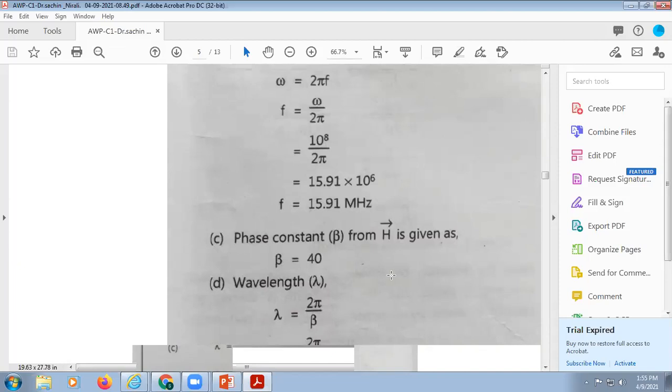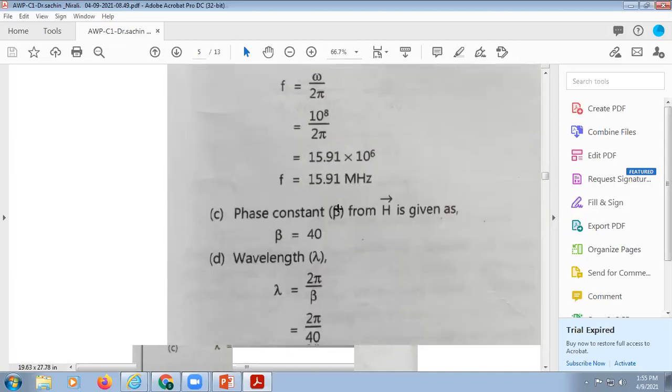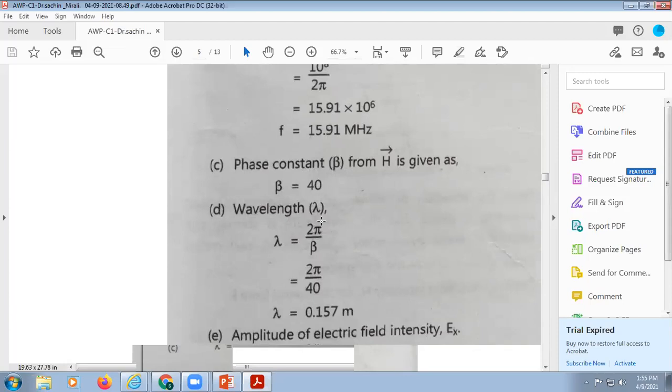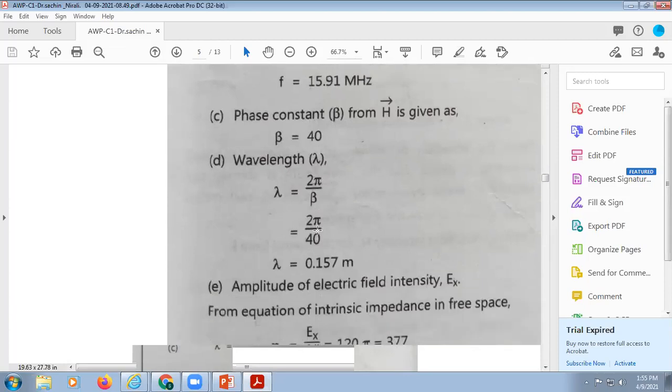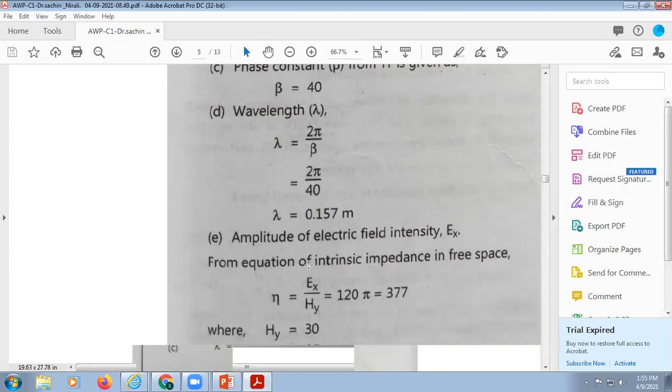Okay, go for the next, the phase constant, that is denoted by beta. If you compare with the standard equation, observe here, omega t minus beta z. Omega is 10 raised to power 8. What is beta? Beta is nothing but again the 40. So you can write directly, by comparing with the standard equation, the phase constant beta from the magnetic field is given by beta is equal to 40. Okay, the wavelength lambda is equal to 2 pi by beta, substitute the value, 2 pi by 40, lambda will be 0.157 meter. Okay, so like this, the wavelength also you will get.